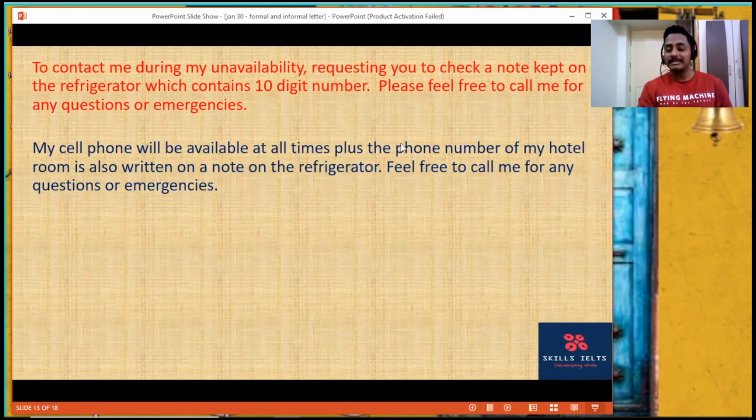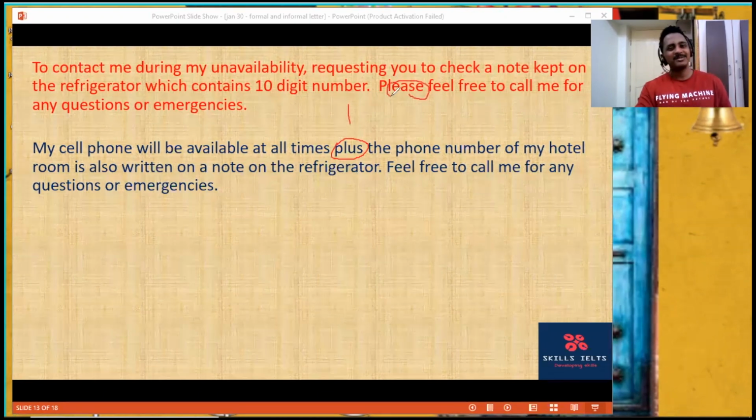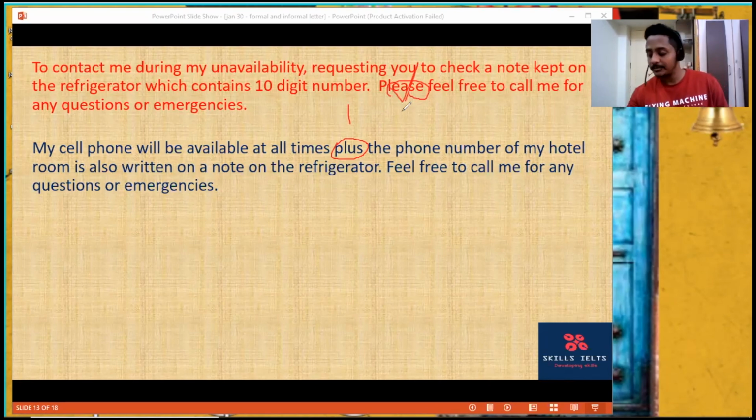Plus, see the usage. Plus, whenever you get a chance, make use of such words. Seven minimum you will definitely get with these small things. My cell phone will be available at all times. Plus, the phone number of my hotel room is also written on the note on the refrigerator. Please, you can write, not a problem, but to a friend, you don't have to write please. Not required. Feel free to call me for any questions or emergencies. Any doubts.